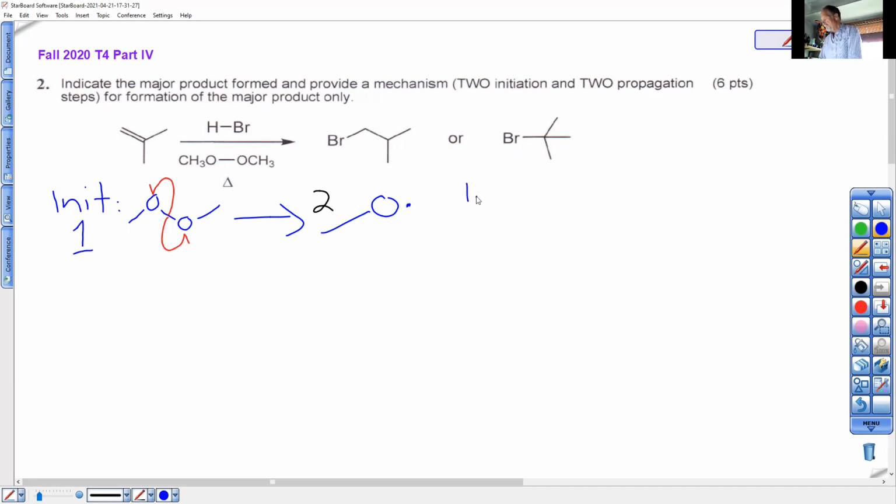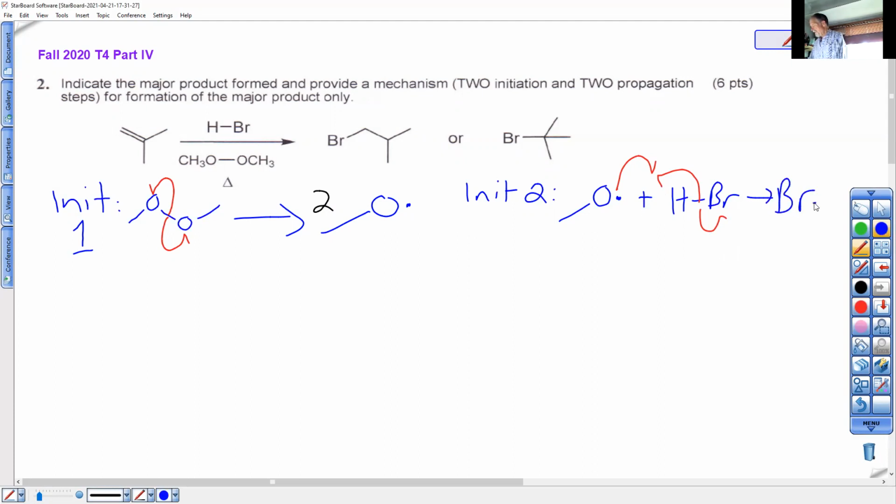Init 2 takes that radical you just made and it picks up a hydrogen from HBr, not in an acid-base reaction, but in a radical hydrogen abstraction reaction. That is a very fancy way of saying it hooks up with a hydrogen and generates the important Br radical.